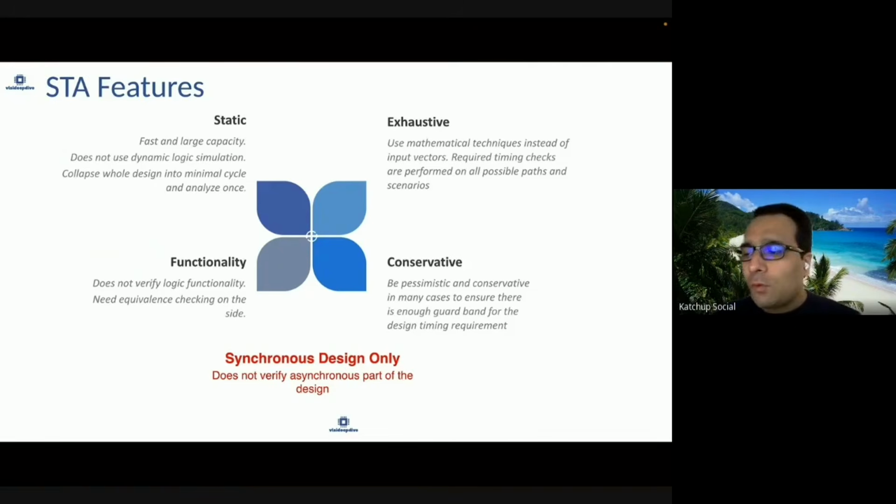Static timing analysis only works for synchronous designs. It does not work for asynchronous clock domains. And there are specific tools which verify the CDC aspect, or clock domain crossing aspect. We have a separate webinar that covers those aspects.